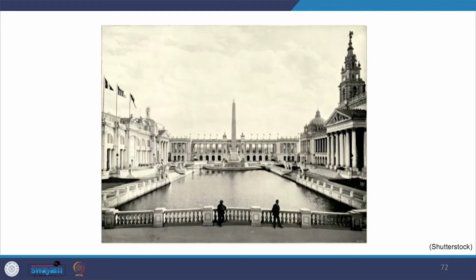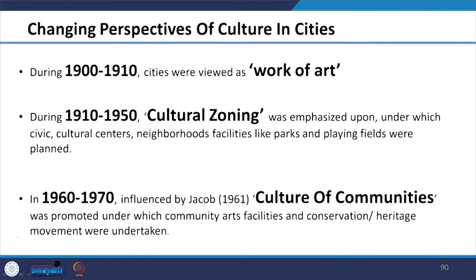We see that during 1900 to 1910, cities were viewed as works of art. We see the picture of White City, District of Columbia. They had the concept to make the city beautiful. During 1910 to 1950, we see cultural zoning was emphasized, under which civic and cultural centers and neighborhood facilities like parks and playing fields were planned.